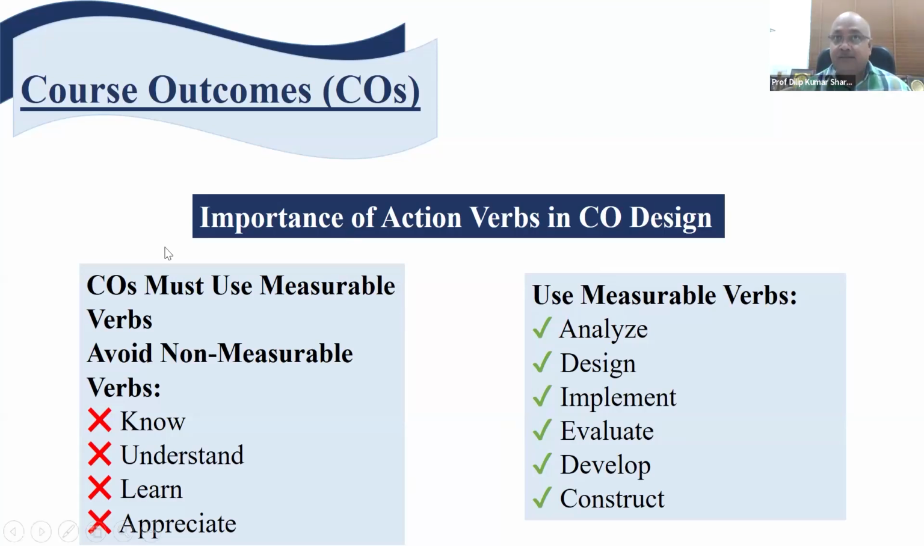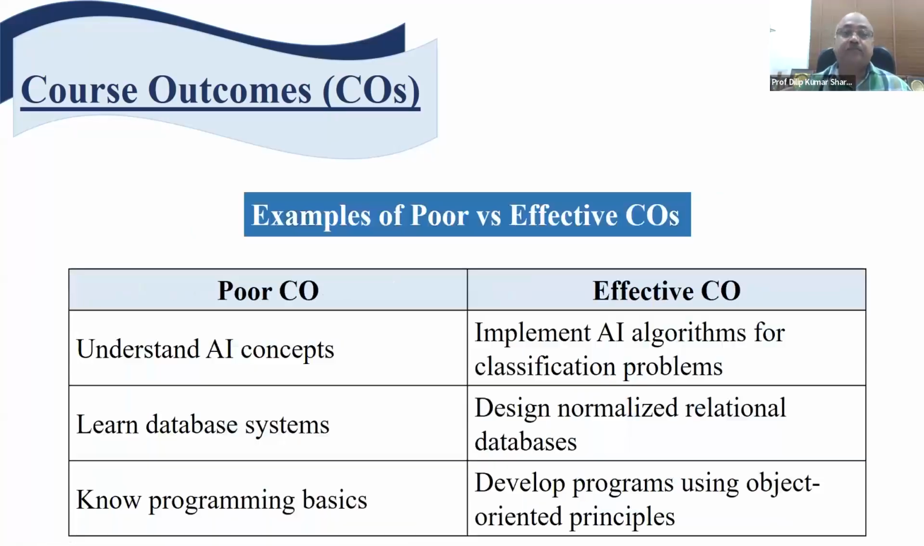But at least you should learn. Learning is very important. So COs must use measurable verbs because you have to quantify. Avoid non-measurable words like know, understand. How will you measure this understanding? Learn, appreciate: these are not supposed to be part of the course outcome. What should be part of it: analyze, design, implement, evaluate, develop, construct, like that. You have to use that kind of word whenever you write the course outcome.